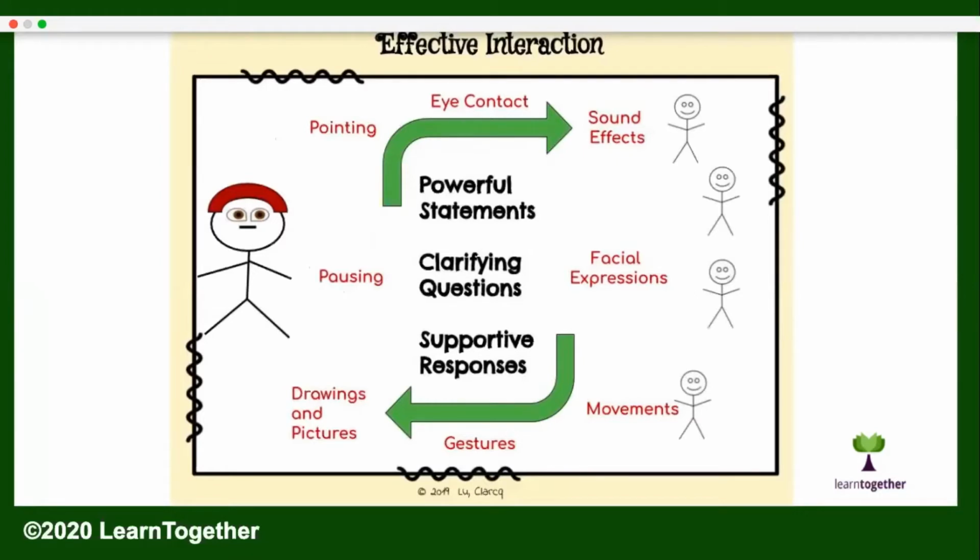The nonverbal responses are around the outside. Eye contact, sound effects, facial expressions, movements, gestures, drawing and pictures, pausing, pointing, and we'll talk more about these later. These are the ways that the speaker can enhance what he or she is saying. And it is also a way for those who are listening, the other half of the conversation, to become involved and to share a response in order to encourage.